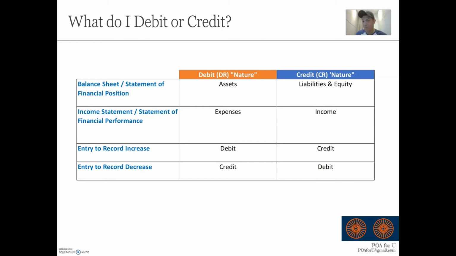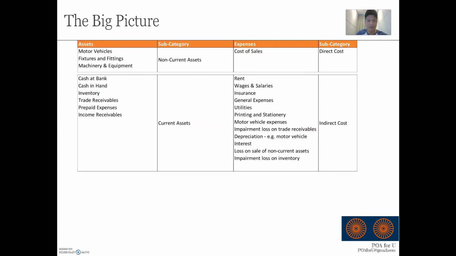I'll go through some examples to crystallize or solidify your understanding of this. But in the meantime, make sure you take a picture of this table and have that memorized as well. Okay, so what are assets, liabilities, incomes, expenses? This is a list. It's not an exhaustive list, but a list that you should feel comfortable with walking into examinations to say that, okay, I know what these are. All right, so go memorize them.